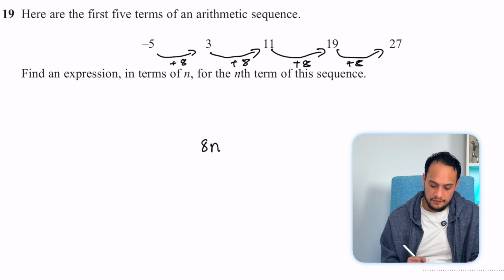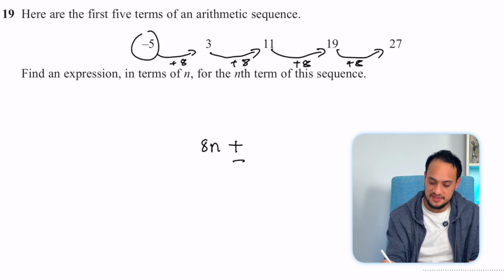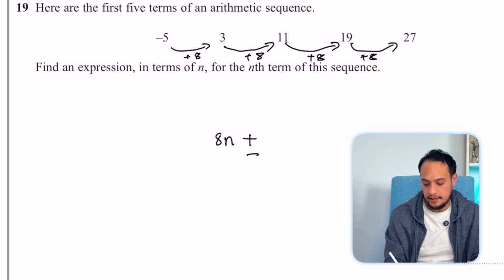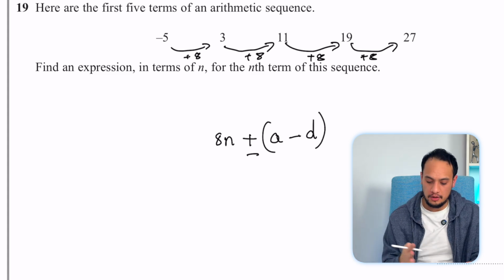The first part of our arithmetic sequence will be 8n, and then it will be plus or minus, we're not sure yet. But it seems to be minus, because we're starting with a negative term here. The way to do this, you could do the first term, or A as we call it, minus D, or the common difference, and that will give you the second part of the expression for your sequence.